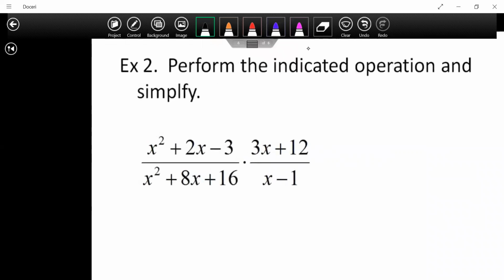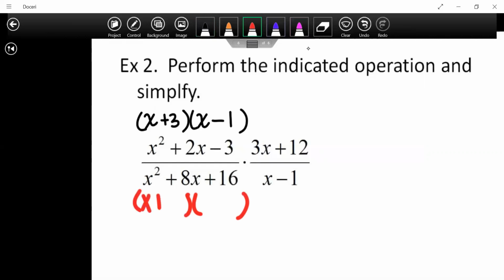Now, what I would recommend is that you just keep the factored terms over each numerator and denominator. So you're going to have to do 4 of them, some of them less than that. If we're going to do the x squared plus 2x minus 3, what 2 terms multiply to give you negative 3 but add up to give you 2? Positive 3, negative 1. Those become our factors. The bottom one multiplies to give you 16, adds up to give you 8. 4 and 4.